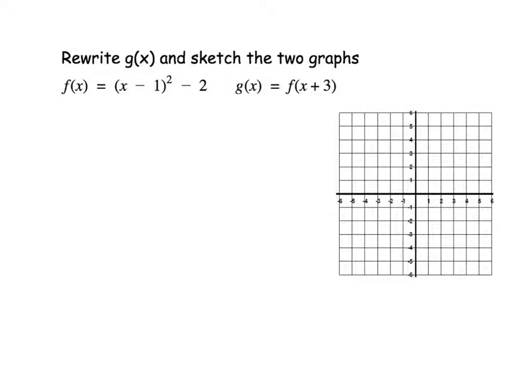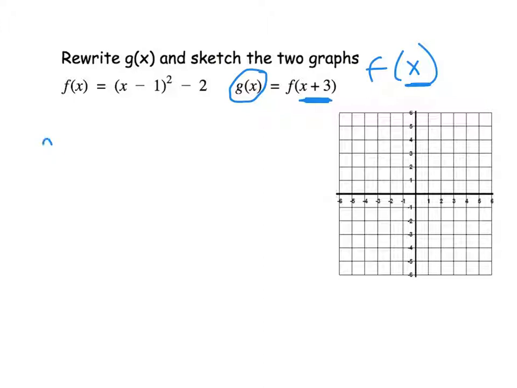I've been asked to sketch the two graphs, but before I can do that, I'm going to have to rewrite my g of x function to get it into an equation that I can recognize. So the key to this is we're used to seeing f of x or g of x where this is our x value. But here, my x value is now an x plus 3. So it's telling me that my equation named g is going to use the equation f, but instead of an equation f where we've got the letter x, we're going to replace it with x plus 3.